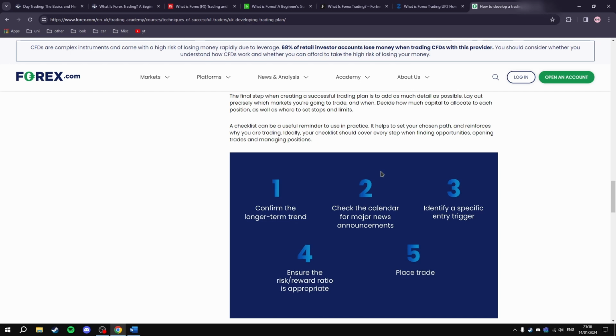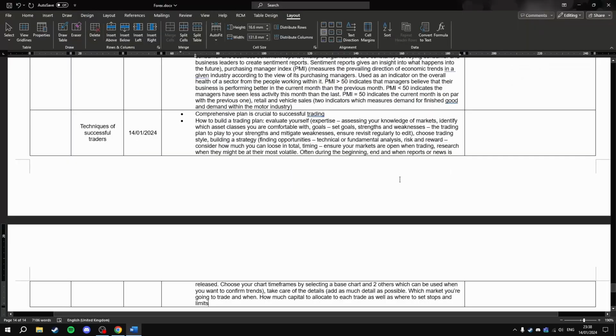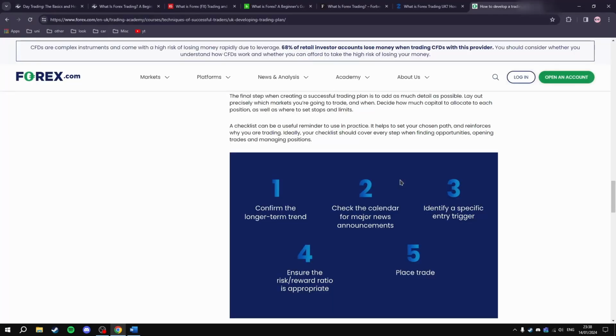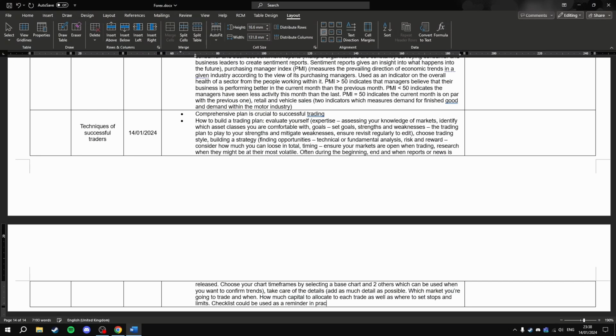A checklist can be a useful reminder to use in practice. It helps you set your chosen path and reinforces why you're trading. Ideally, your checklist should cover every step of finding opportunities, opening trades, and managing positions.